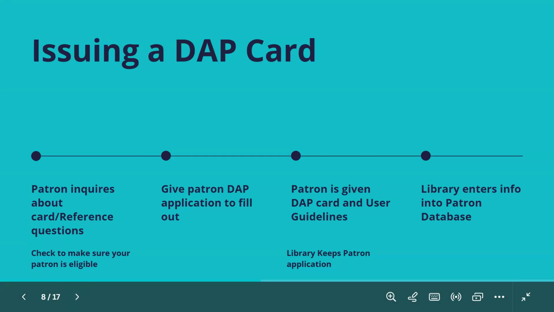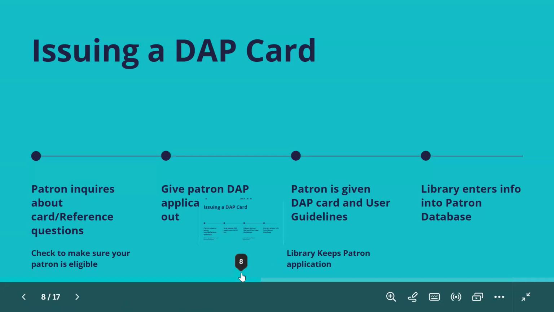It's a reference interview because you find out that maybe this person would like a DAP card. And then I would suggest showing them the website or the brochure and say, this is something that you can do. Make sure that your patron is eligible, that they actually have a regular library card at your library. You can let them know about it, give them the application to fill out, and then you can give them the actual DAP card as well as the DAP user guidelines.